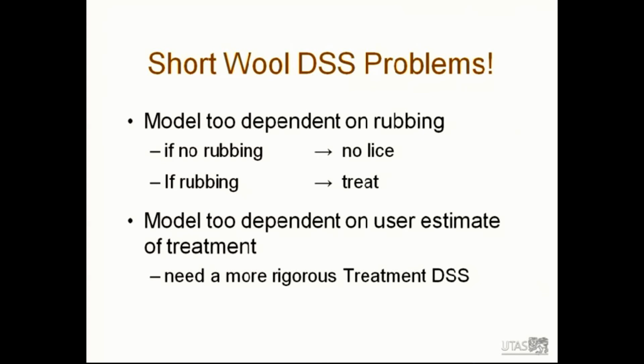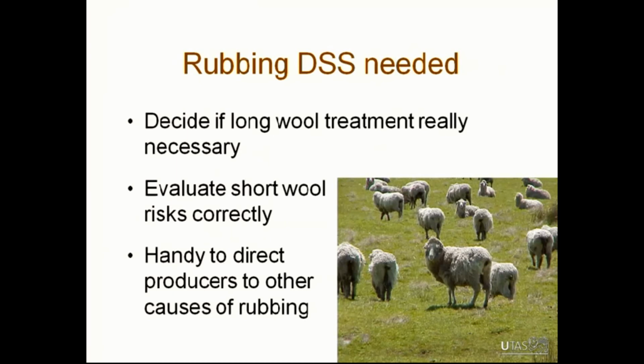The model was also, in other respects too, dependent on this 65% figure, which we did allow the user to change, of the chance of the treatment being successful. There was too much reliance on what was effectively an average figure, but which could vary a lot from person to person. So we needed some more rigorous method of estimating the treatment.